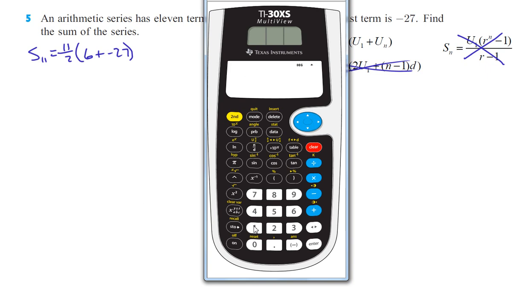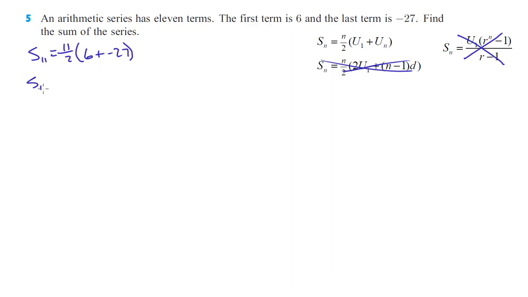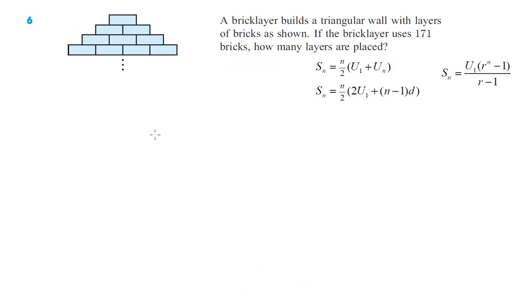Okay, so we get 11 divided by 2, all times 6. I'm just going to go 6 minus 27. And that gives us negative 115.5. Okay. Moving on to number 6.